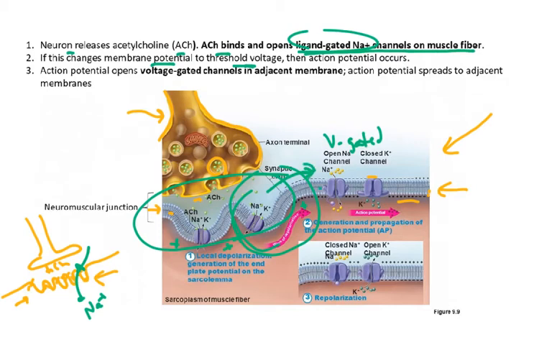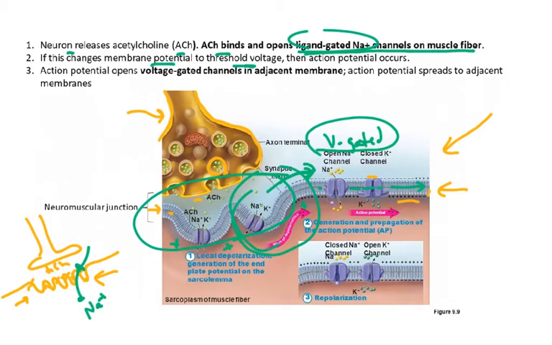And then all along the rest of the muscle cell's membrane, the sarcolemma, there are going to be lots of these voltage gated sodium channels. The idea being, just like we propagate an action potential along a neuron cell membrane, in a muscle cell membrane we're going to propagate it in the same way.